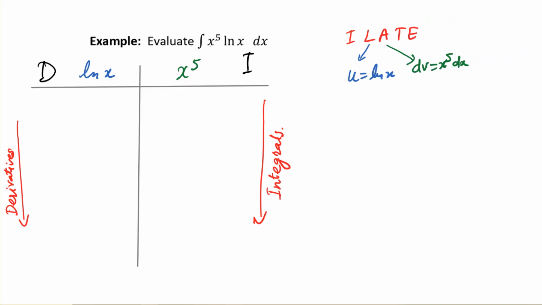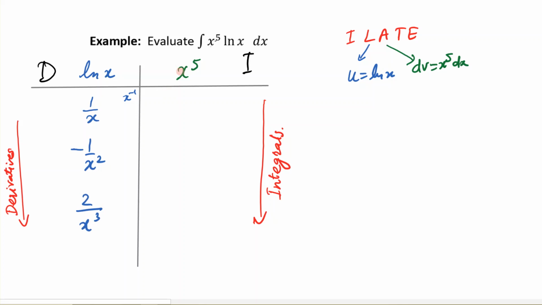So in the D column, we're going to write our u, and in the I column, we're going to write our dv. Then we start showing the derivatives of ln x. The derivative of ln x is 1 over x. The derivative of 1 over x, which is x raised to the power negative 1, using the power rule, gives negative x raised to the power negative 2, which is negative 1 over x squared. Similarly, if we take another derivative, we get 2 over x raised to the power 3, and so on. We can keep going.